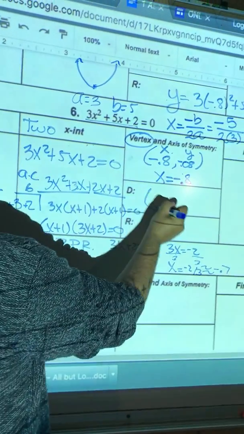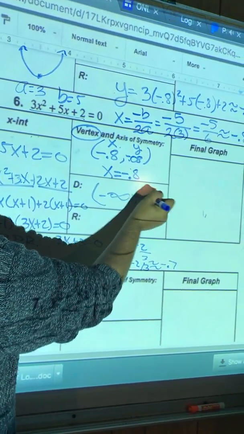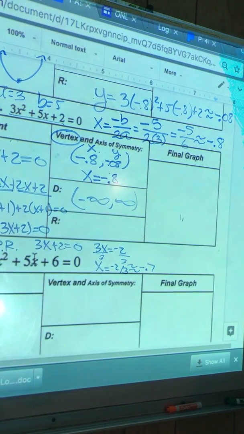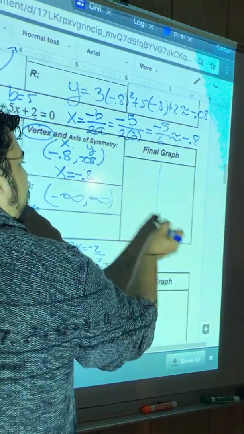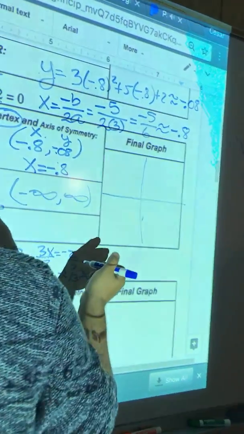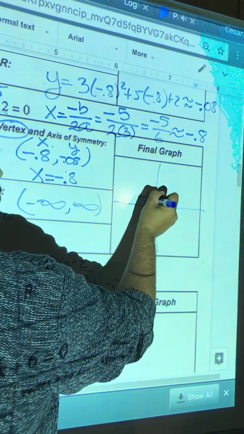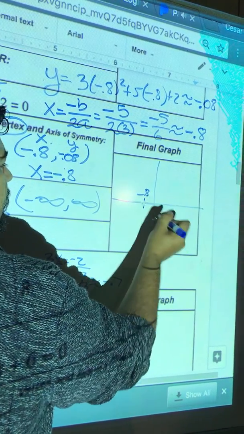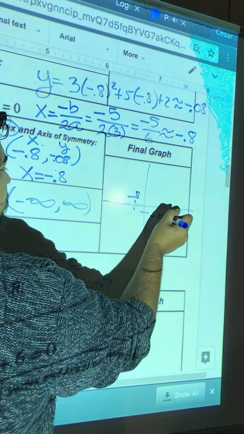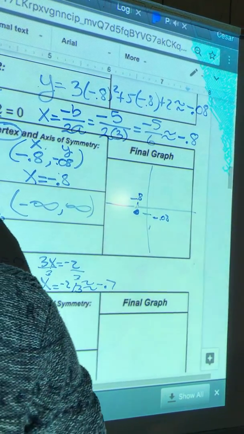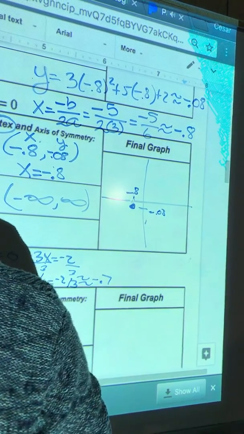Now the domain for all quadratics is always the same. It's always getting wider and wider to the left, to the right. And so my final graph starts over here. I have a really weird vertex, which is negative 0.8, right? And negative 0.08, the really small number. I'm going to be crossing at y 2.